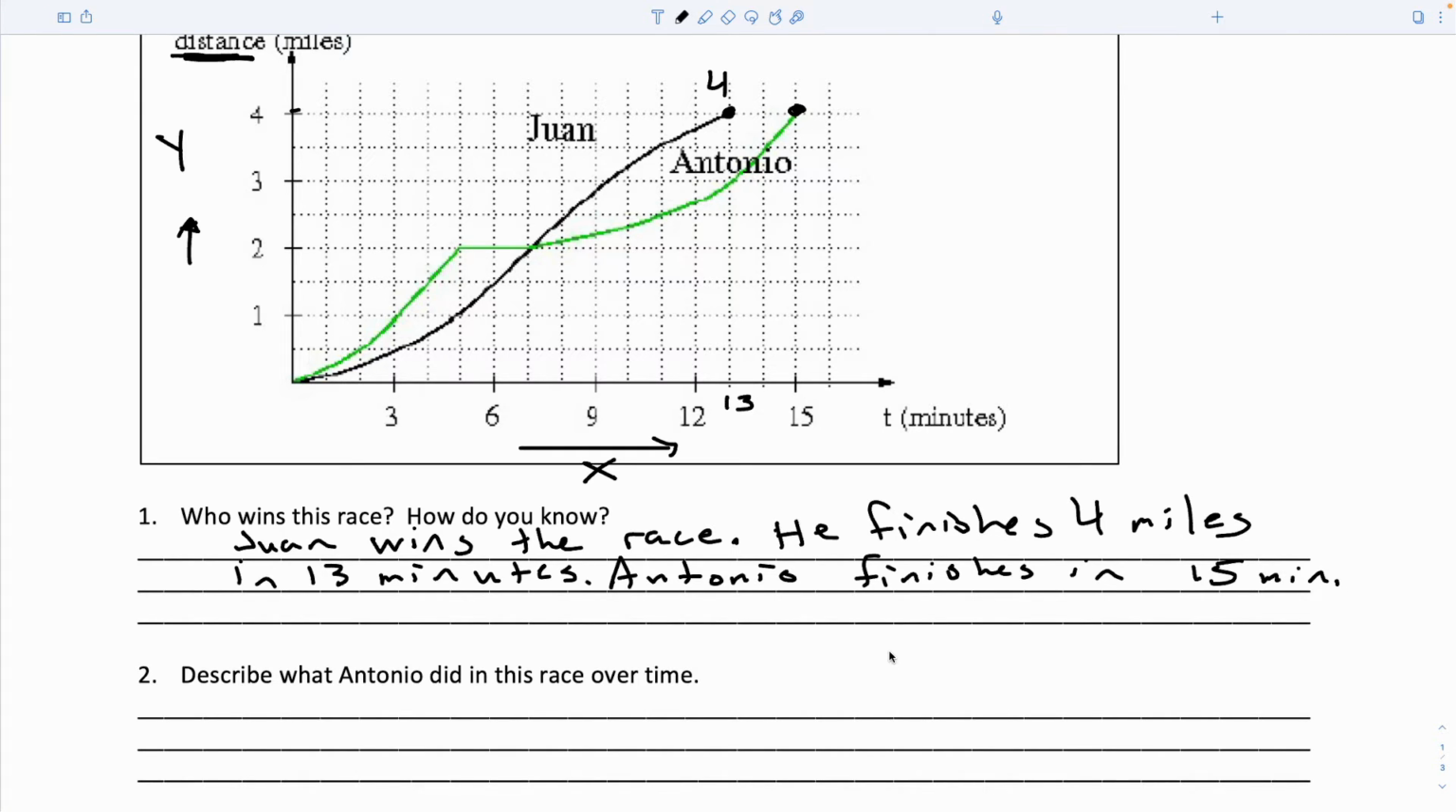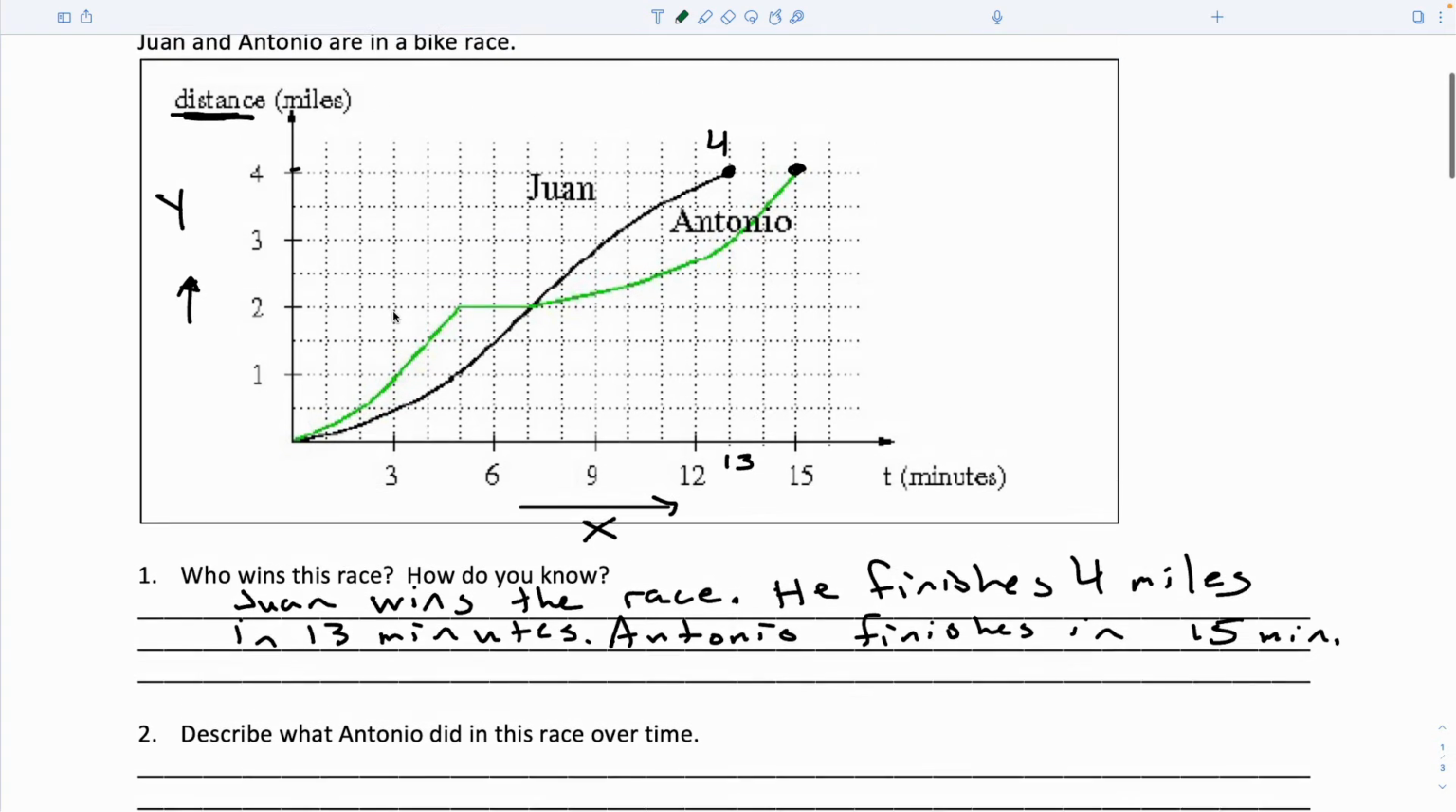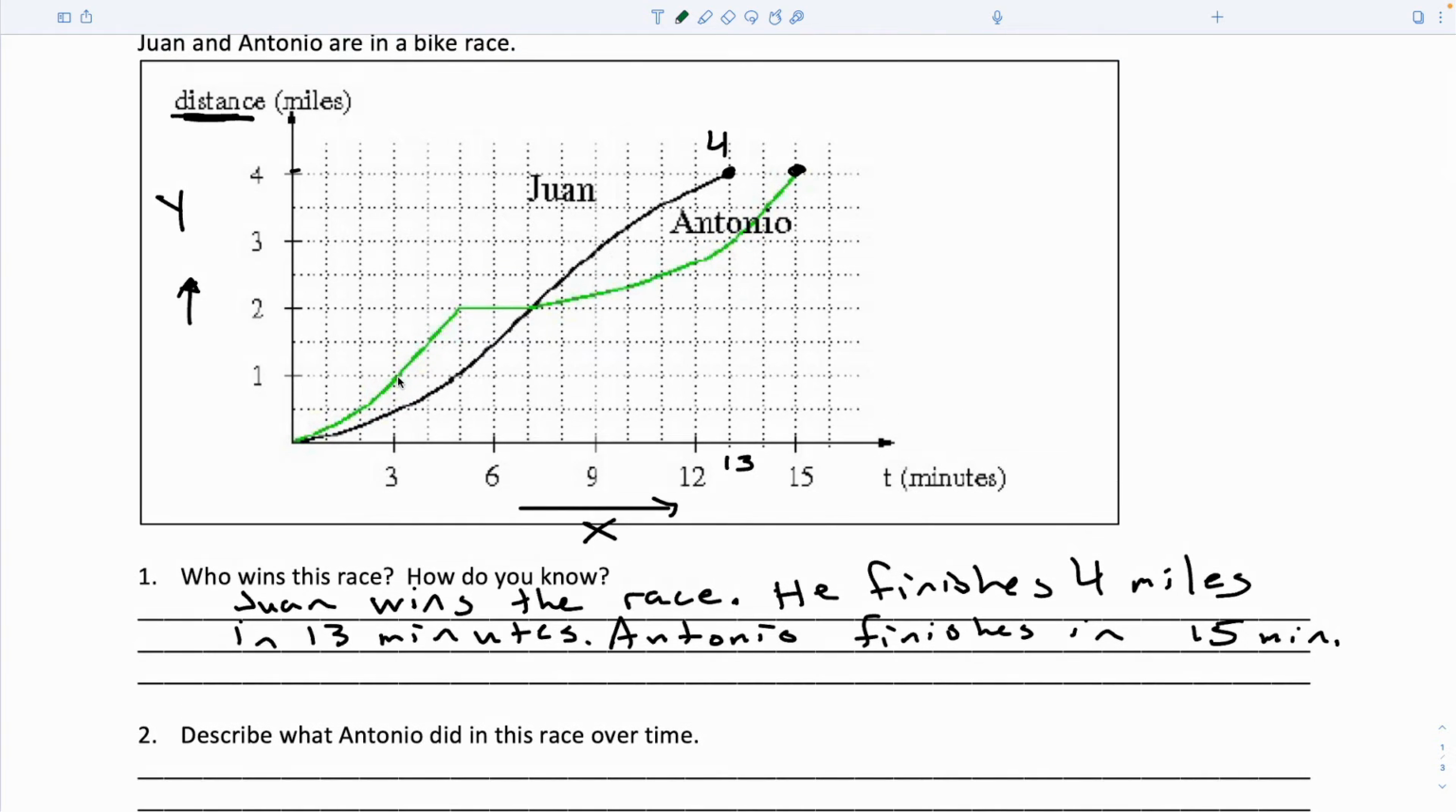Okay, so we know who won. Describe what Antonio did in the race over time. Look at the green. Antonio is going to go riding, and he starts out getting to about the 1 mile mark in 3 minutes. It actually takes Juan like 5 minutes to get there. So he's crushing it. He's doing really good up until this point.